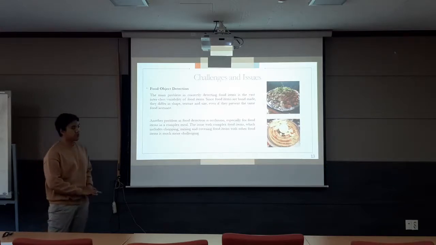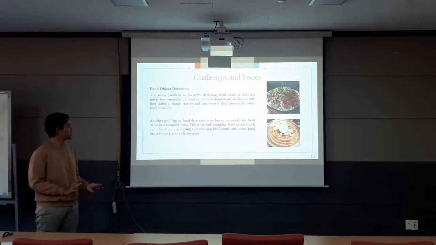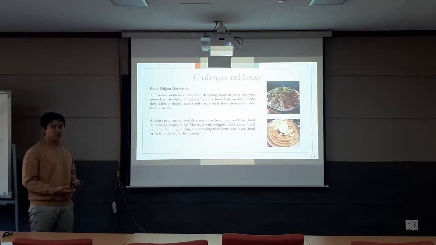First one, for the food detection, the main problem to correctly detecting food items is the vast interclass variability of the food items. Since food items are handmade, they differ in shape, texture, size, even if they are present in the same food instance. As for the example here, in this picture, it's the same food, same name, but they have different seasoning. First one maybe has a spicy seasoning, and the other is like a normal one. It can create some difficulty to the detection because it's different, right?